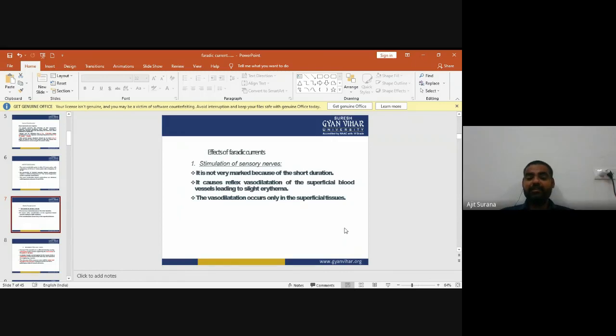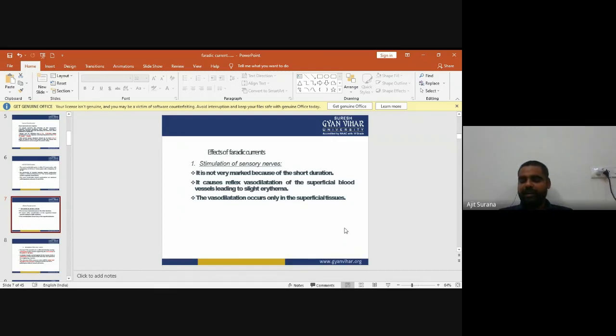Vasodilatation means dilatation or spreading of the blood vessels, due to which the blood flow may increase. So it may cause reflex vasodilatation of the superficial blood vessels, leading to slight erythema. The vasodilatation occurs only in the superficial tissue.